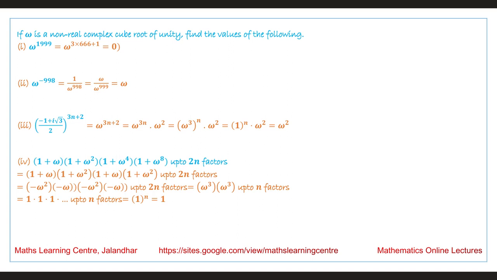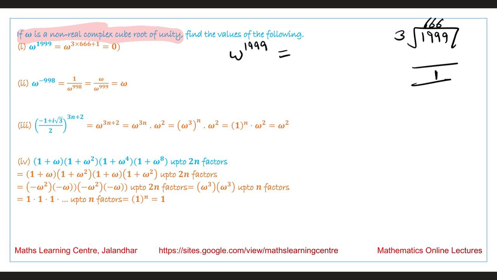Now next we are going to solve certain problems based upon these. First: if omega is a non-real cube root of unity, and this non-real is important over here, we have to find the value of omega raised to the power 1999. We know that we have to divide 1999 by 3. When you divide this number, you get 666 as quotient and 1 as remainder.